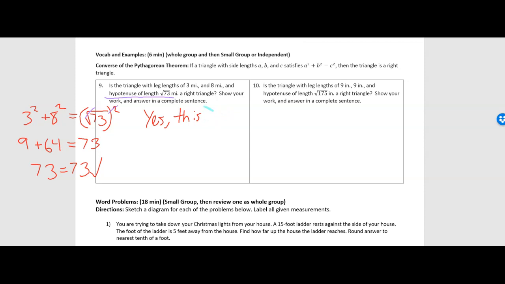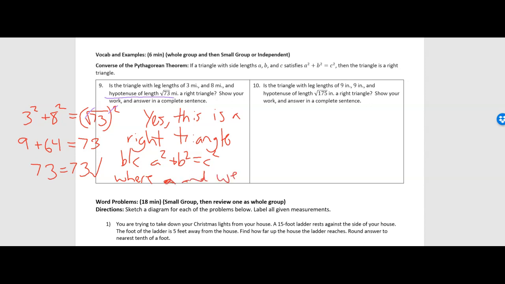Let's fix that a little bit. Yes, this is a right triangle because a squared plus b squared equals c squared, where a and b were the legs and c the hypotenuse. That would be a complete justification.